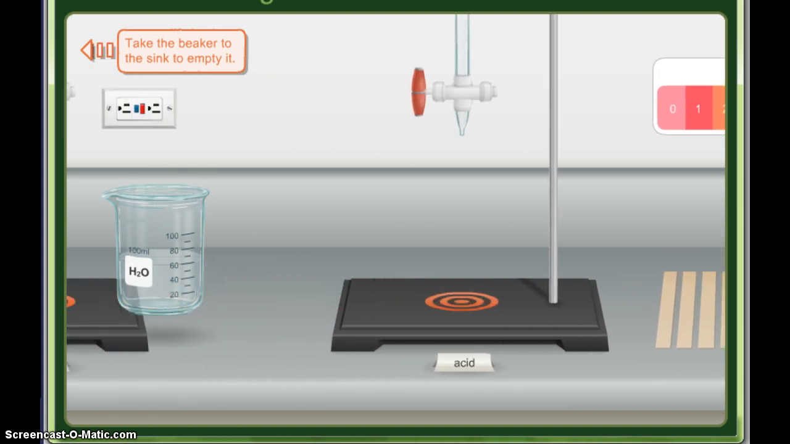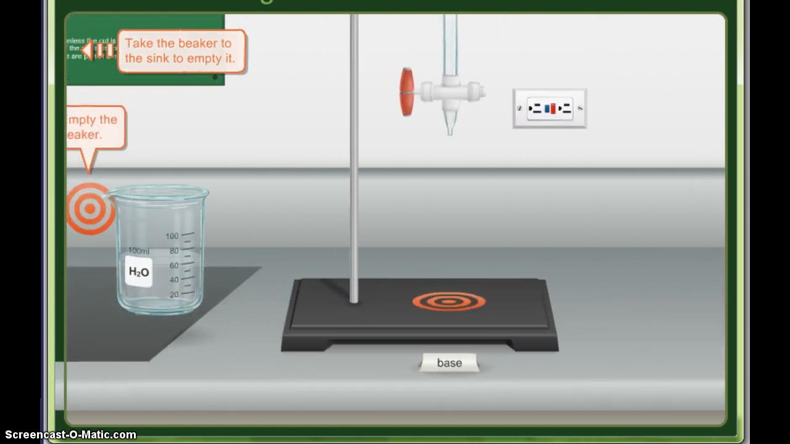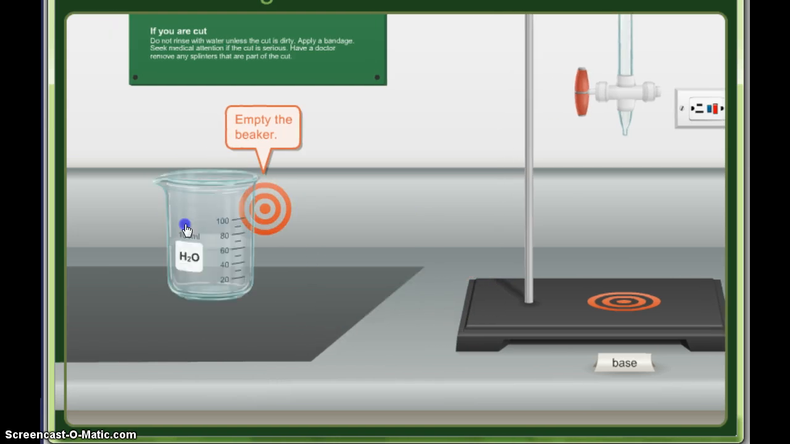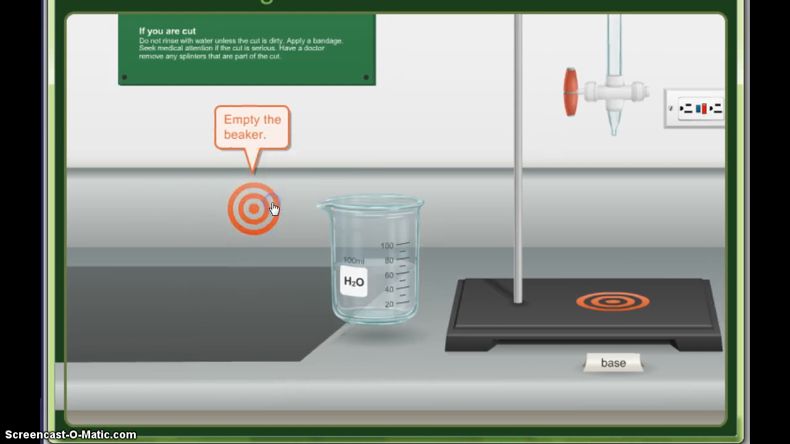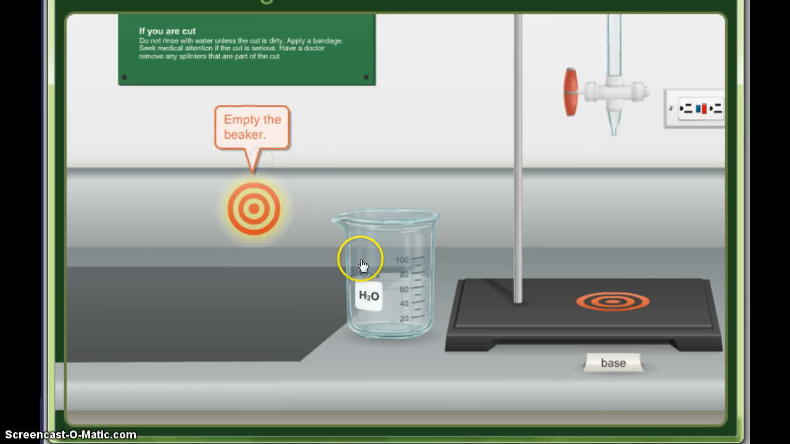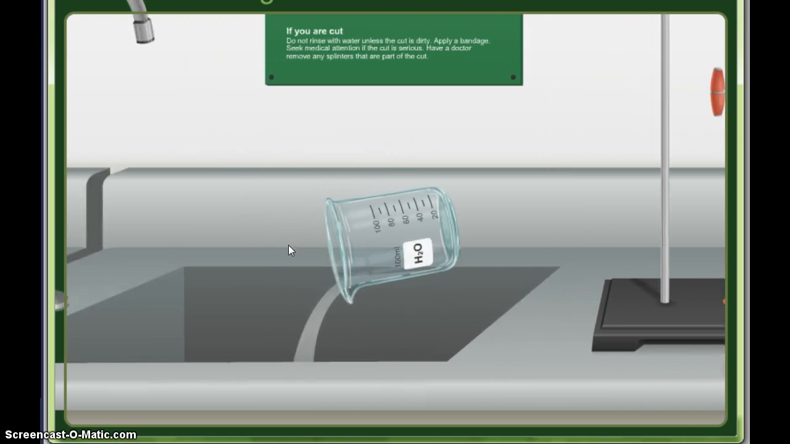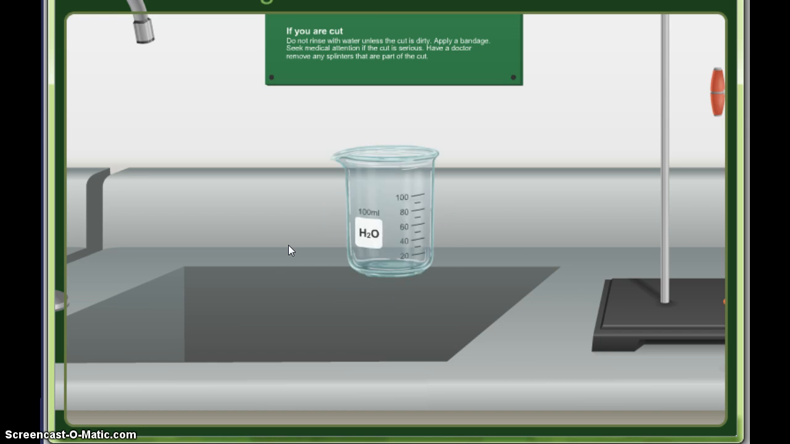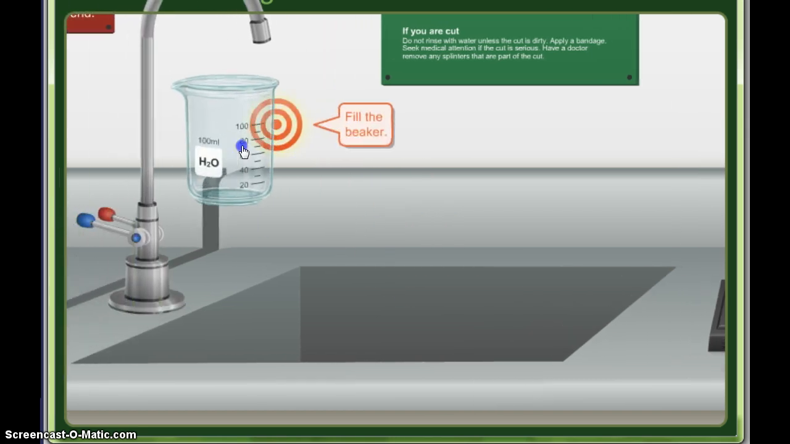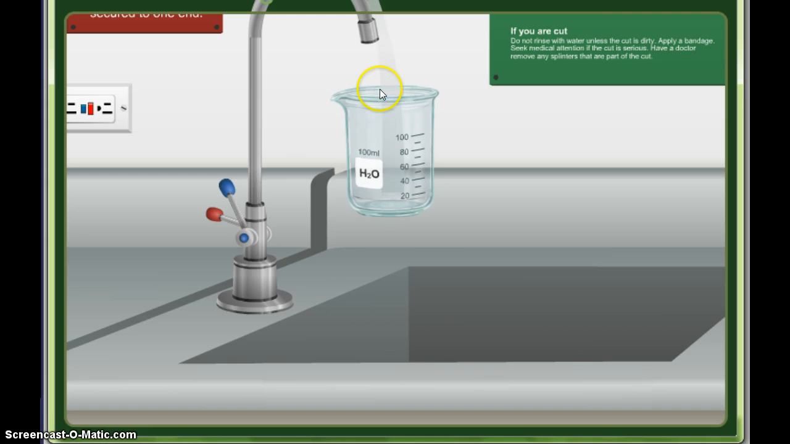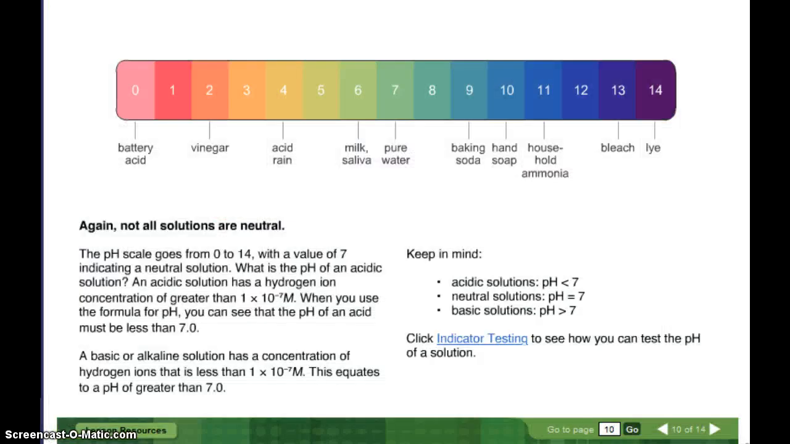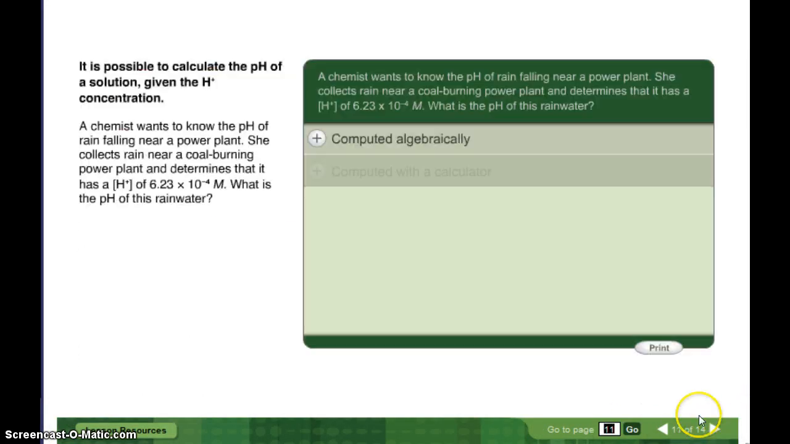So I can put it over here, and remember I have to put it in the sink to empty it, because otherwise, if I just added acid to it, you would have to neutralize it first, and then it could become more acidic. All right, so go ahead if you want to play around with this. Kind of cool. All right, and that's on slide 10.